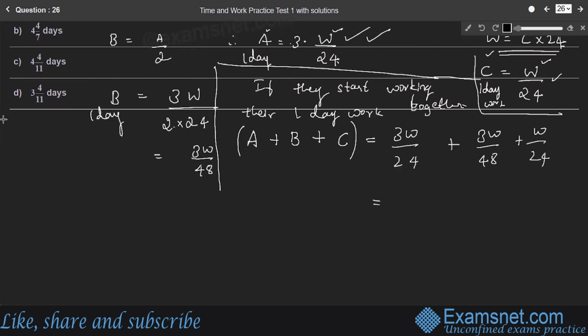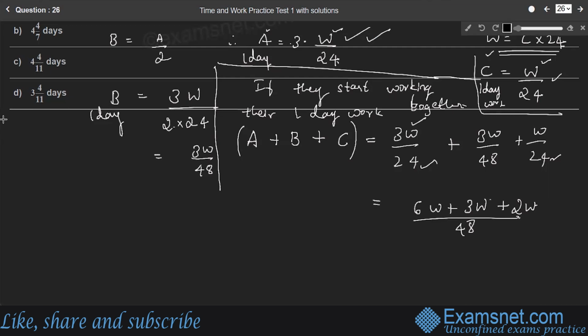Since 48 is the LCM, the numerator becomes 3W into 2, since 24 into 2 is 48. 3W into 2 becomes 6W. Plus the next numerator is 3W itself. Plus, since 24 into 2 is 48, W into 2 becomes 2W. Am I right?